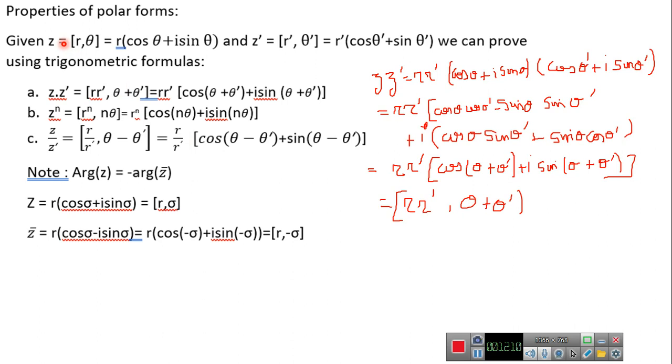A positive number, its argument is 0. If you have i positive, its argument is pi over 2. If you have minus i, its argument is minus pi over 2. Okay?